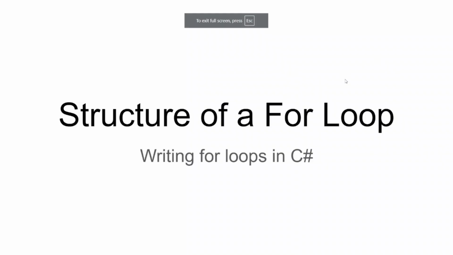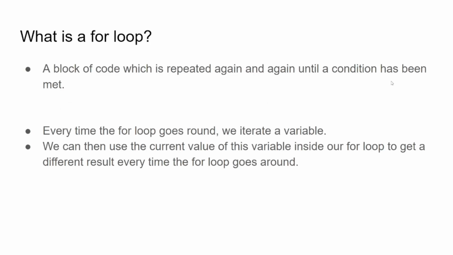Right, so now let's actually start talking about how we'd write a for loop. You'll see I've made a lovely little slideshow here about the structure of a for loop, so let's just get into it. Now first, what is a for loop? Well, it's literally just a block of code which is repeated again and again until a condition has been met. You'll see all of these things in a second. But here's where we get into iteration, because every time the for loop goes around, we iterate a variable that we create. And then we can use the current value of that variable, because obviously it's going to change every single time the for loop goes round.